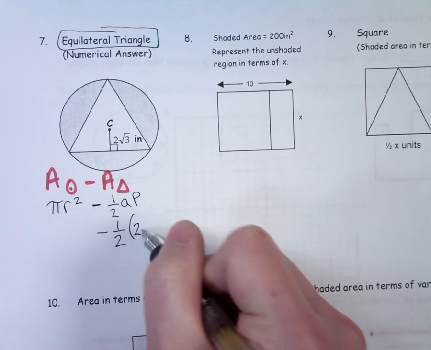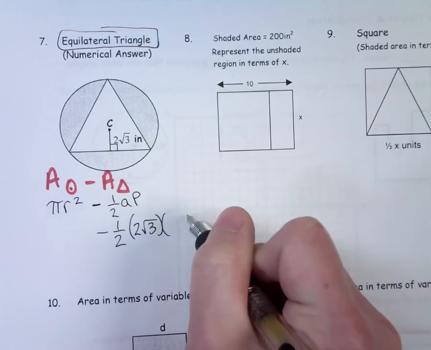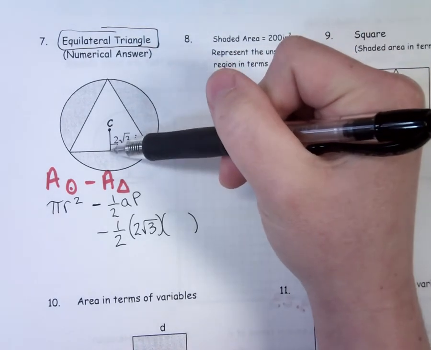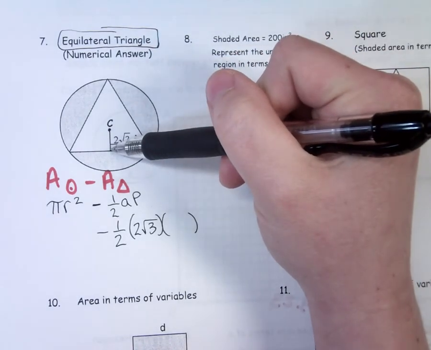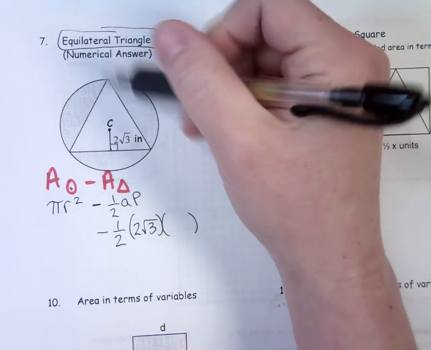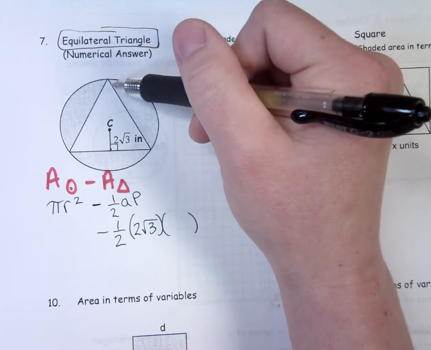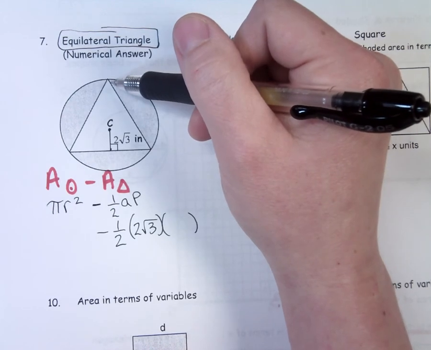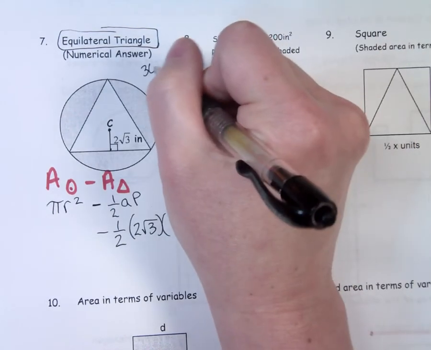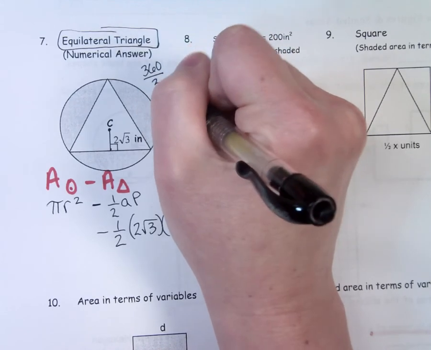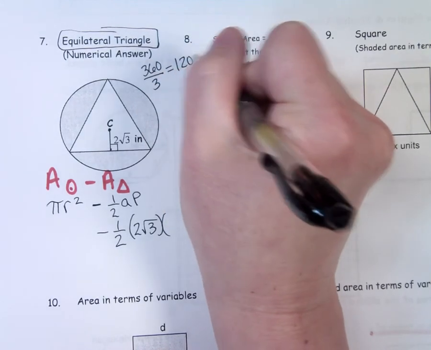The apothem is 2 square root of 3. I just need to work on finding the perimeter. Remember, the distance from the center of the circle to the middle of a side, that's the apothem. If I want to know about all my central angles, because this triangle has 3 sides, it's going to have 3 central angles. So to know what each central angle is, I take 360 and divide by the number of sides, or the number of central angles. And that makes 120 degrees.